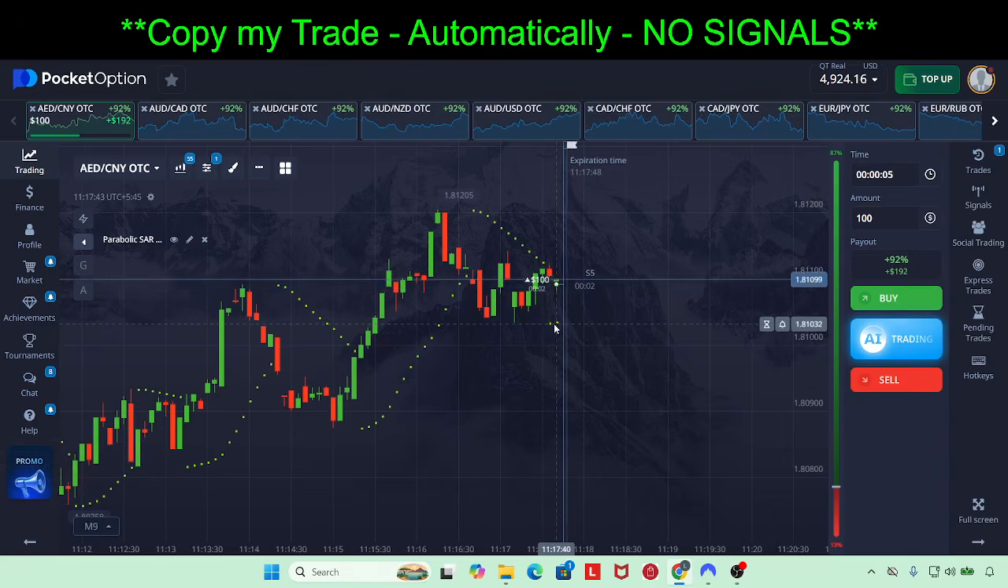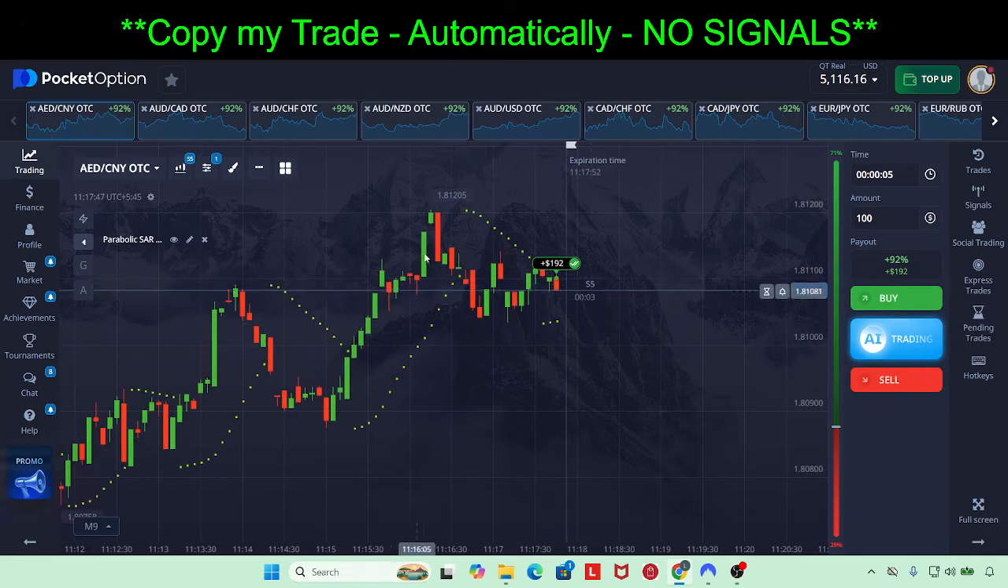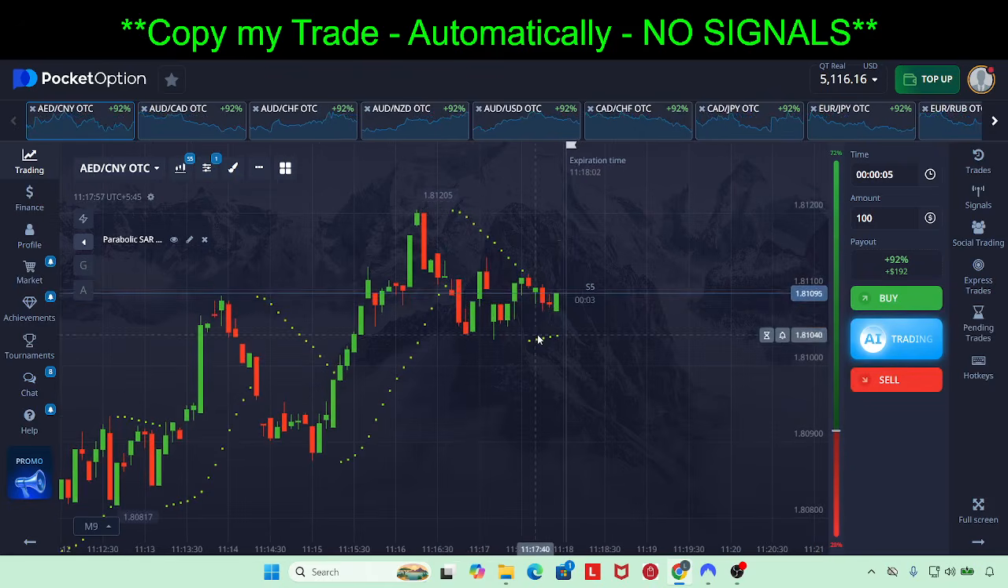So whenever the second dot has formed, you assume that the market will go up if it is forming below. Similarly, if these dots are forming above, and you see the second dot, then you can make a trade by clicking on this sell so that you can book a profit while the market falls down.